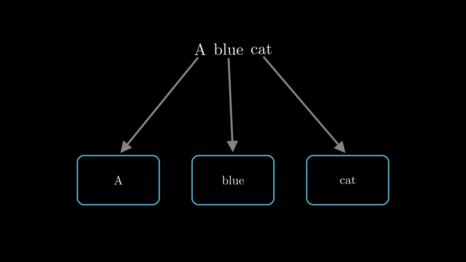This separation is crucial. It allows the model to later assign mathematical values to each piece independently, determining how blue relates to cat in a multidimensional space. But before we get to that math, we have to understand that for the AI, language starts as a list of separate tokens.